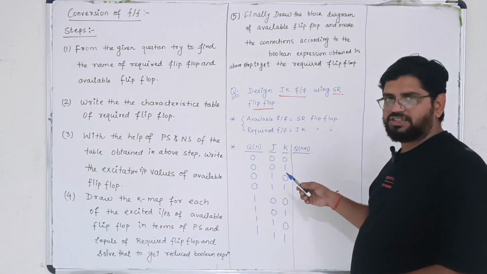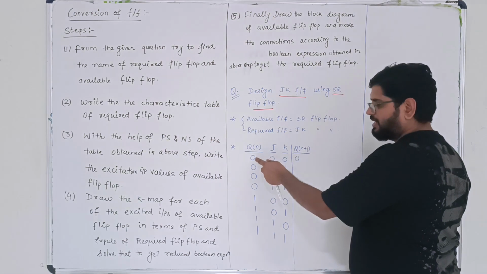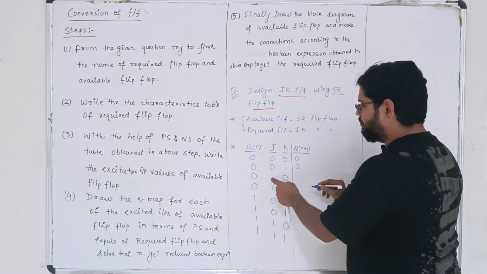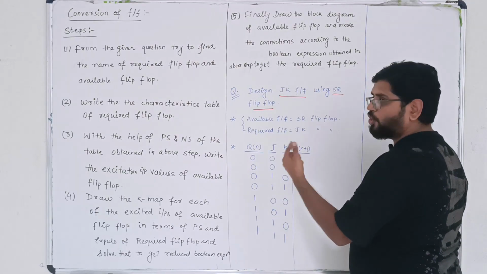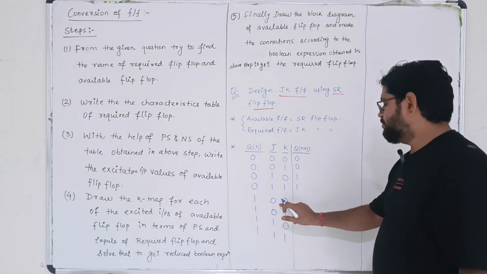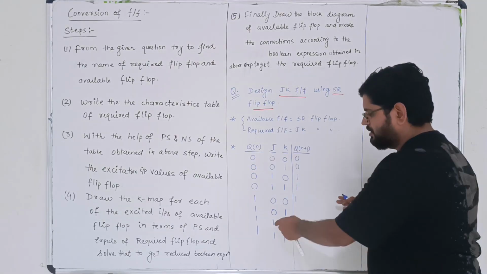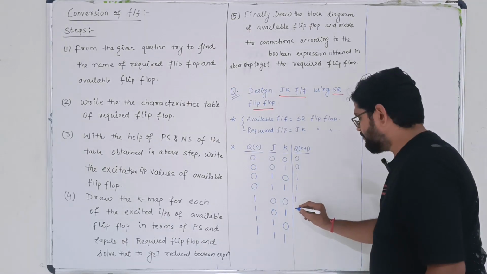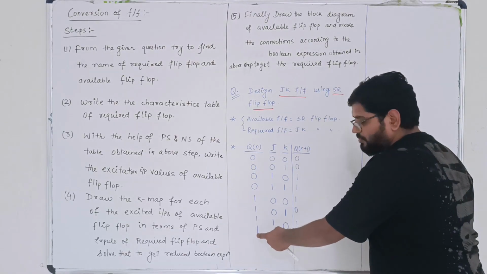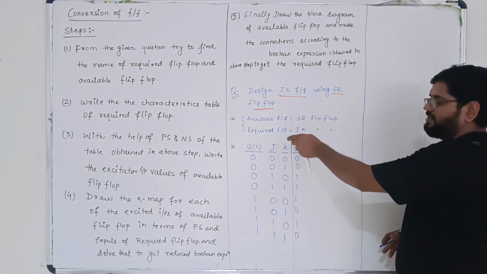So 0, 0 is no change. No change means last state. Last state is 0, so we'll write 0. 0, 0, no change: whatever is in the last state, the same will remain over here. 0, 1 is reset. So 0, 1, 0 is set, so I'll write 1. 1, 1 is toggle. Toggle means the complement of the last state. So the complement of 0 will be 1. Then 0, 0 is last state, once again we will have 1. Then 0, 1 is reset, so we'll have 0. 1, 0 will have set. And 1, 1 will have the toggle of the last state, that is 0. So we'll get this as the characteristic table of the required flip-flop.